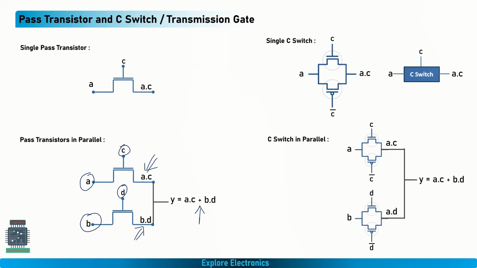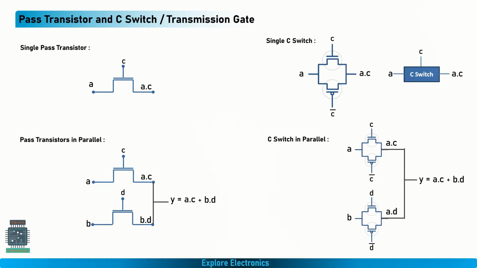Okay, this will add up, or it will be giving the OR logic. A dot C is like A and C, and B and D we will be getting. Then here we will be getting the OR operation between these two when we connect it in parallel, right? That we need to understand. If we connect it in series, we will be getting the AND operation. If we connect it in parallel, we will be getting the OR operation.